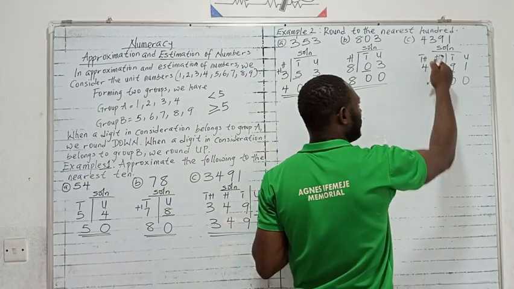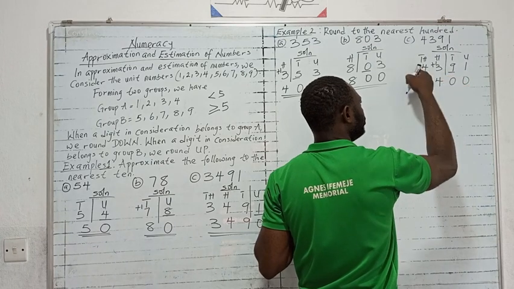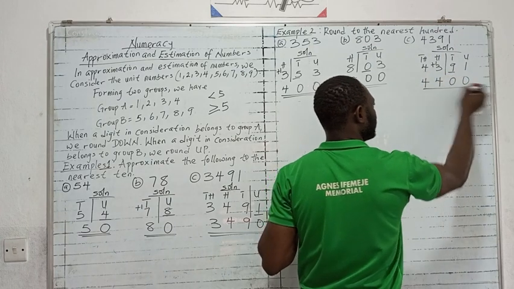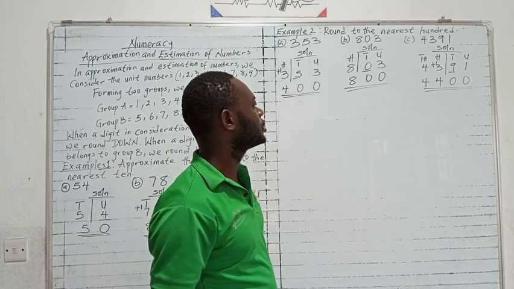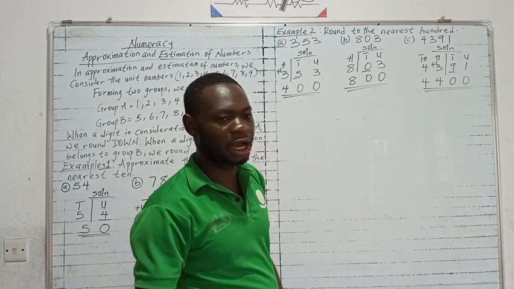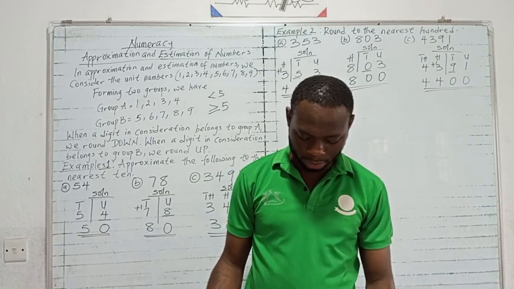The 1 is added to the place value you are rounding to. Alright? Now 1 plus 3 is 4. We bring it down. Meaning that 4,391 rounded to the nearest 100 will give us 4,400.